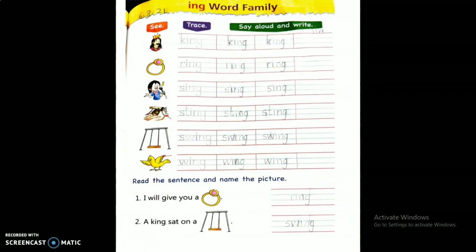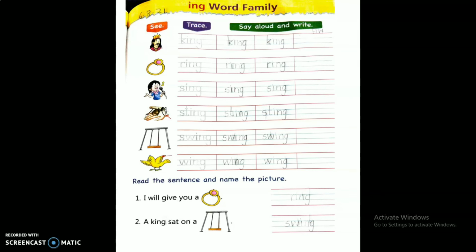Now we'll learn the ing word family. I-N-G, ing word family. Now see the picture and try to decode the first consonant. K-ing king, r-ing ring, s-ing sing, st-ing sting, sw-ing swing, and w-ing wing. Here two blending sounds are there, st and sw, which we have already done.